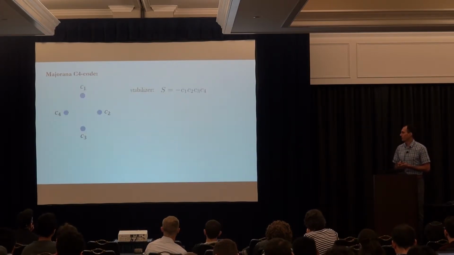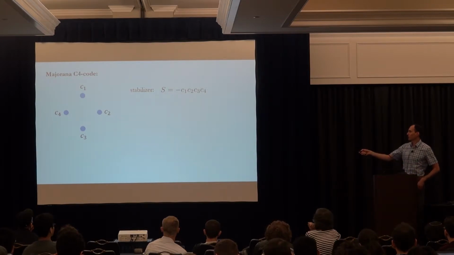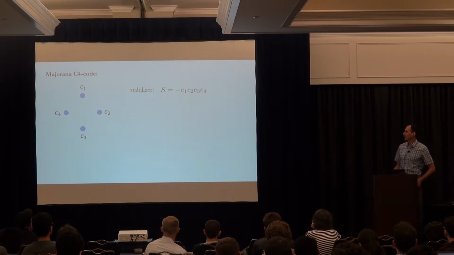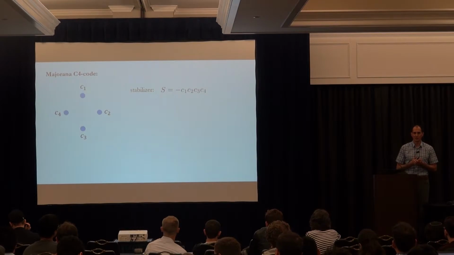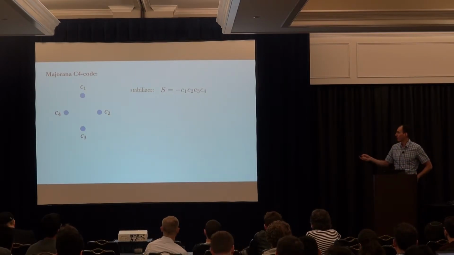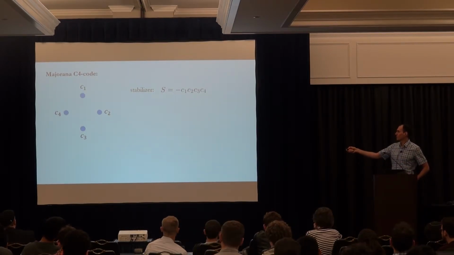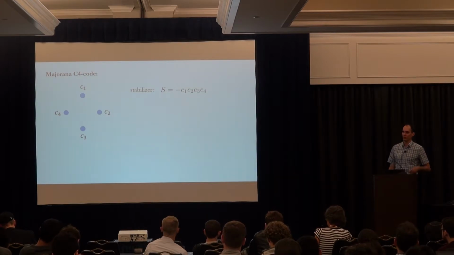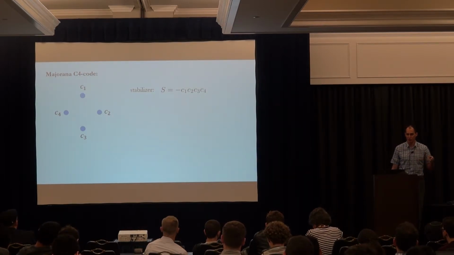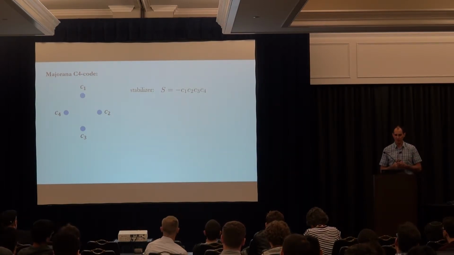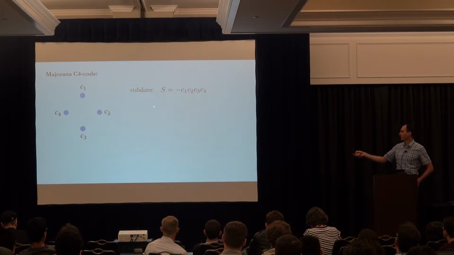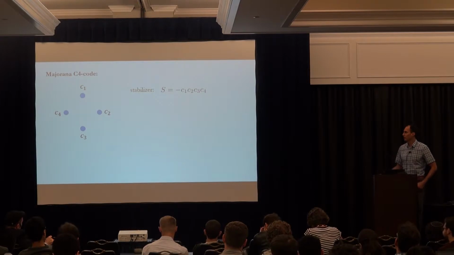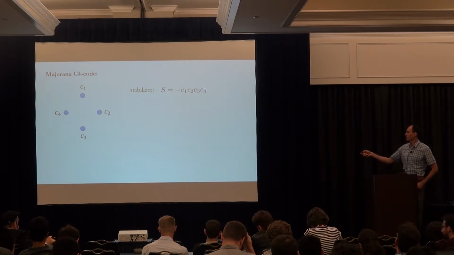And to explain how this works, I need to define one extra code. Again, you have already seen this in a code talk. So this is essentially a Majorana version of the well-known C4 code from newspaper. Here we encode one qubit into a system of 4 Majorana modes, and we have only one stabilizer shown here.